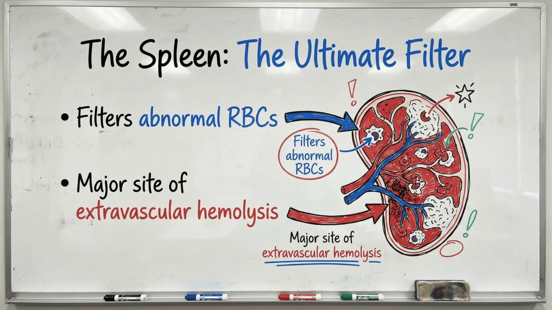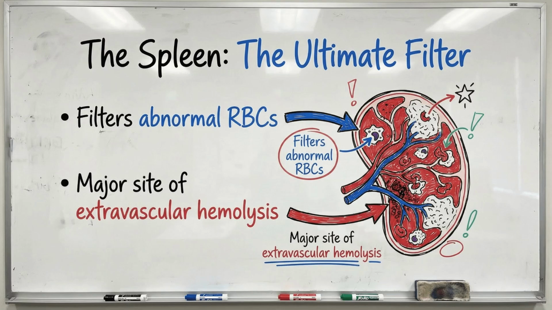After discussing all those hostile environments, let's take a moment to really appreciate the spleen. This organ is truly the ultimate filter, tirelessly inspecting every red blood cell that passes through its intricate network. Its primary job is to identify and remove any red blood cells that are old, rigid, or have been tagged by antibodies. This constant surveillance makes the spleen the major site of extravascular hemolysis, where macrophages are constantly at work.